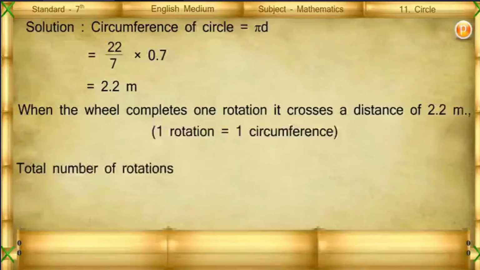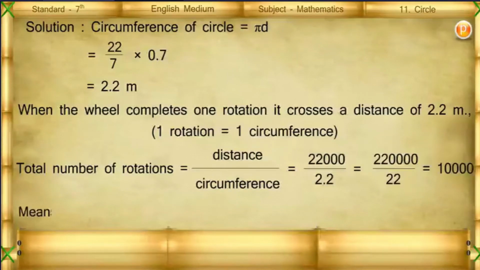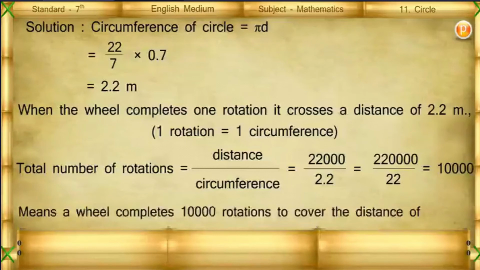Total number of rotations, distance divided by circumference, is equal to 22,000 divided by 2.2 is equal to 2,20,000 divided by 22 is equal to 10,000. Means a wheel completes 10,000 rotations to cover the distance of 22 kilometers.